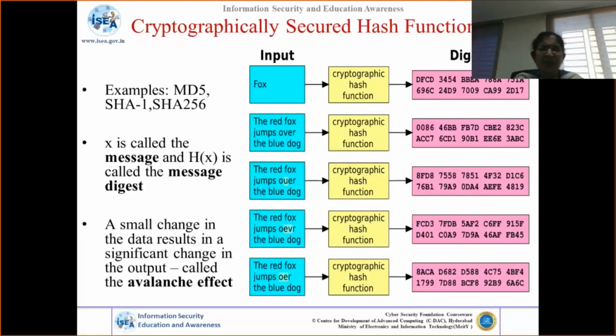Some of the algorithms are MD5, SHA-1, SHA-256, SHA-512. Presently we depend on SHA-512 and others like that. Blockchain heavily depends on the SHA-256 algorithm. X is the message and H of X is called the message digest, or digest. One property is the avalanche effect. What does it mean? Even a small change in the input data will cause a significant change in the output. That means, as I told you, even a one character change will give a different output.